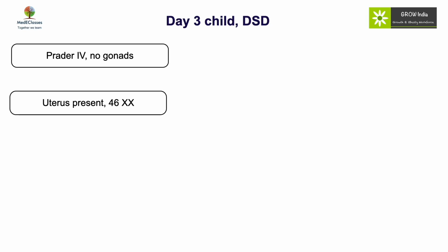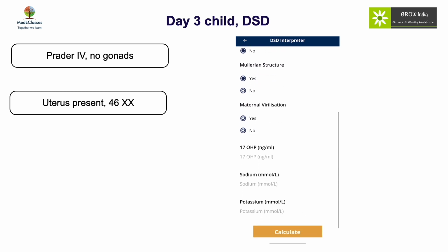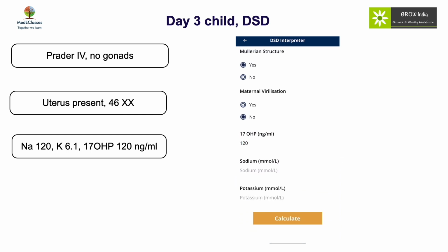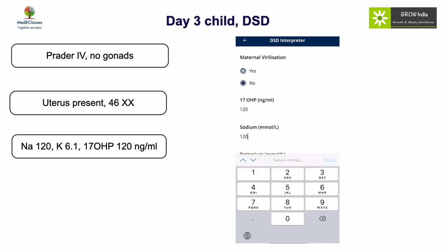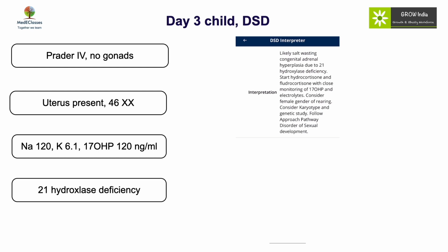So we have this day 3 child with disorder of sexual development with stage 4 Prader development, no gonads and uterus present. So of course, when we put this in the app, we have a palpable gonad which is absent and Mullerian structure present. It indicates XX-DSD. The key things to look at are sodium and potassium along with 17-OHP and maternal virilization. Now, hyponatremia, hyperkalemia, and high 17-OHP clearly suggest a possibility of 21-hydroxylase deficiency, and then from there you will get guidance with regards to further evaluation and management.